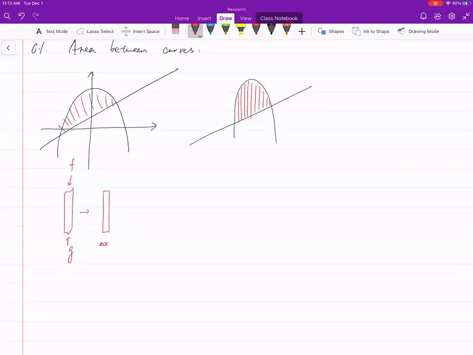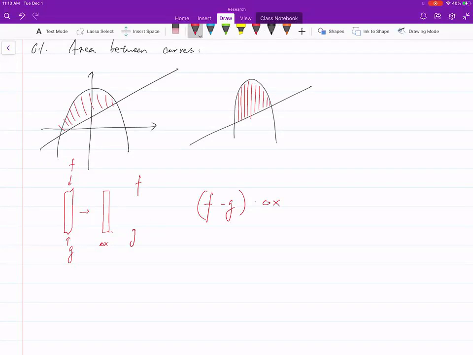What's your height? Before, your height is f. Why? Because this is 0. Right? That's the top minus the bottom. Now this is not 0 anymore. This may be g. But nonetheless, the height is going to be f minus g. Make sense to everybody? Okay, so we still have rectangles, but this time the rectangle does not go from 0 all the way to the function. It actually goes from one function to the other function.